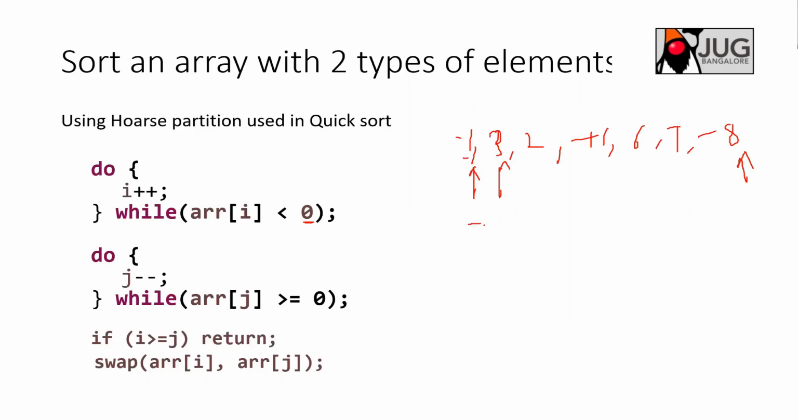So now you will have -1, -8 here, 2 comes here, and your 3 goes and sits here, right? You have 7, you have 6, and +1 here. Again you do the same logic, and I think by this time it will stop here because you have already sorted the negative and positive numbers. This is how you can use it, guys.